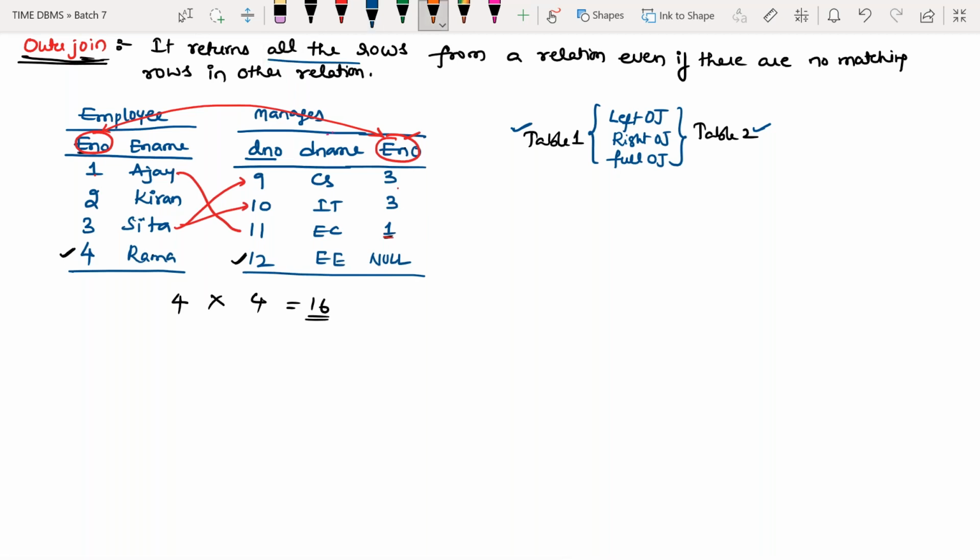Suppose I have a query, the question is: display all the employee names and department names that they manage.